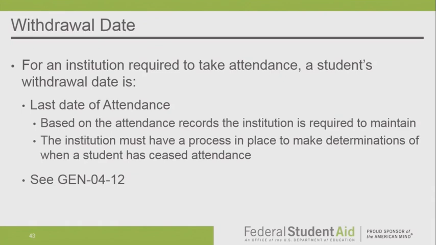One more thing about withdrawal: if you're required to take attendance, it's always the attendance records. And those of you that are clock hour schools and have attendance records, you can go back to a Dear Colleague letter in 2004, GEN-04-12, and there's some information and guidance there that help you in understanding withdrawal dates and the use of attendance records.